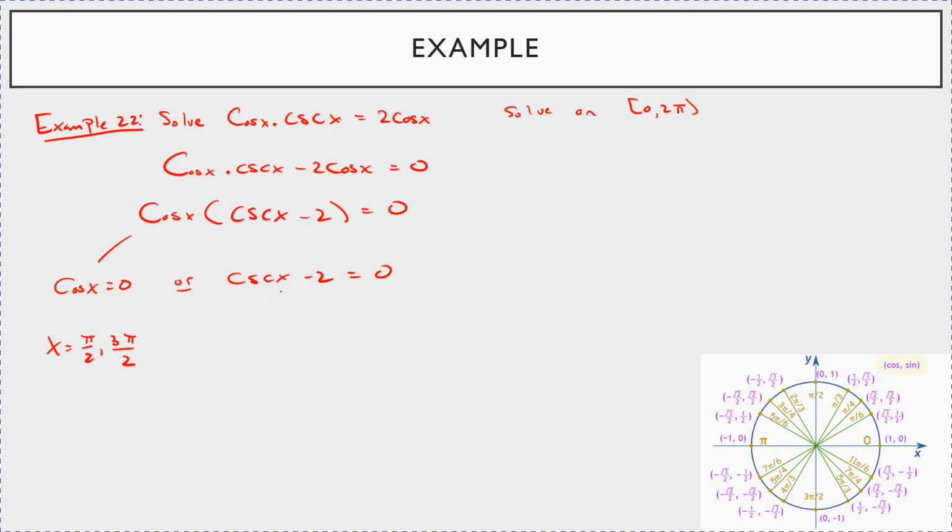Here, this is what's going on. You're looking, when does cosecant of x equal 2? What is cosecant of x? That's 1 over sine. So when does 1 over sine of x equal 2? Flip both sides. You're looking, when does sine of x equal 1/2? Let's take a look. That's pi over 6 and 5 pi over 6.